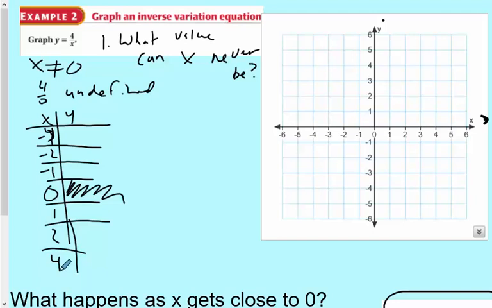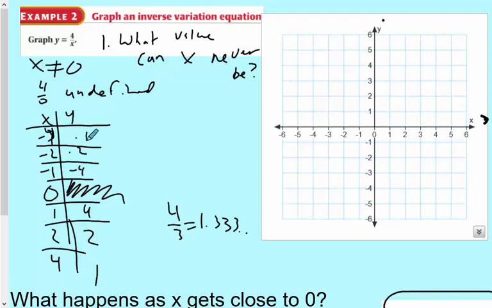When I plug in 1, 4 divided by 1 is 4. When I plug in 2, 4 divided by 2 is 2. When I plug in 4, 4 divided by 4 is 1. And there you're going to see why I chose 4 instead of 3. If you plugged in 3, you're going to get 4 divided by 3, which is 1.33. It's not a terrible number, but I like whole numbers or nice fractions. And then same thing here, these are just going to be negative.